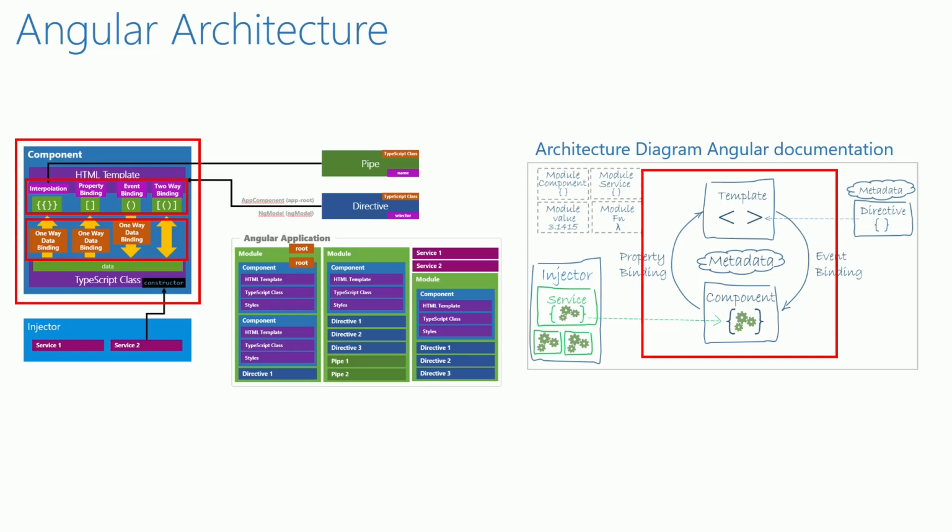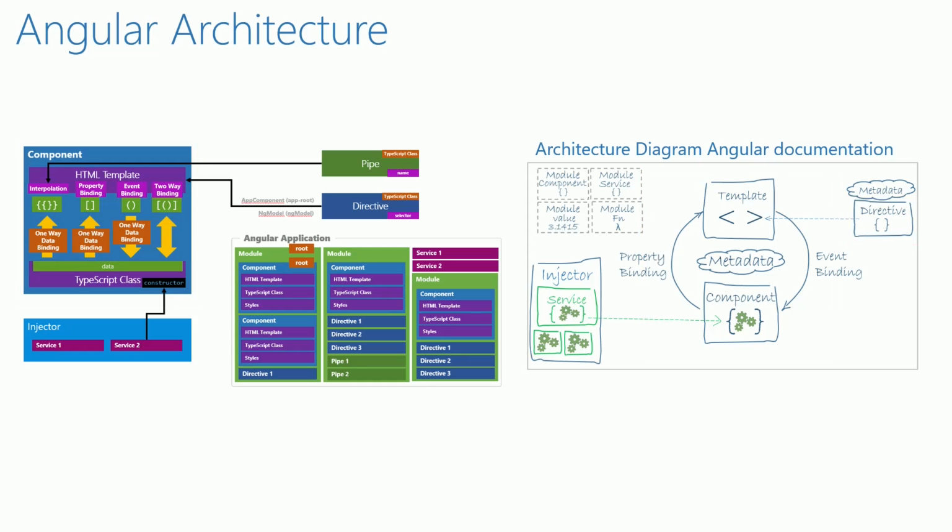In the original diagram, this is where directive is represented. In our diagram, it is represented over here. In the original diagram, this is where injector and services are represented. In our diagram, it is represented over here.